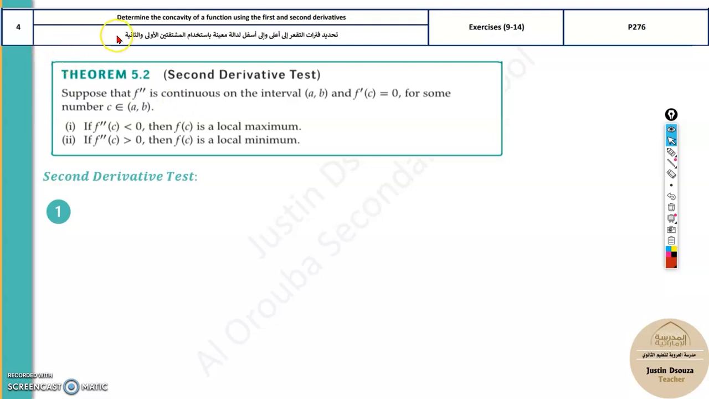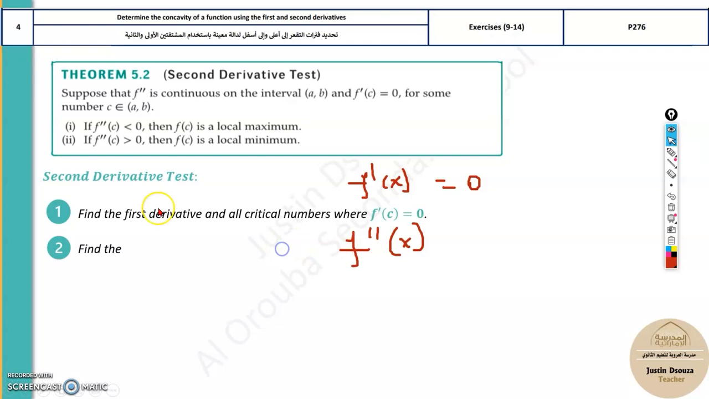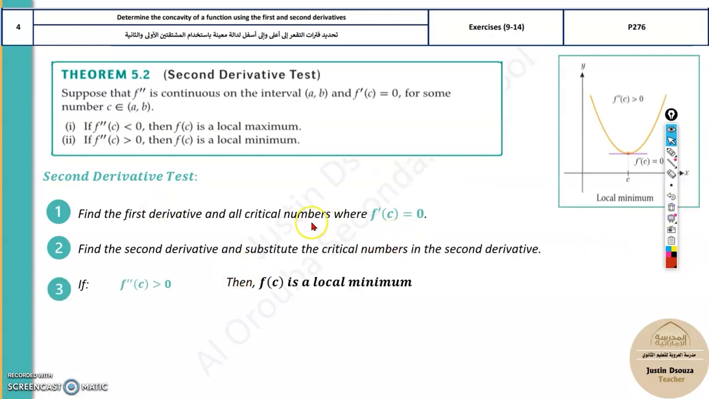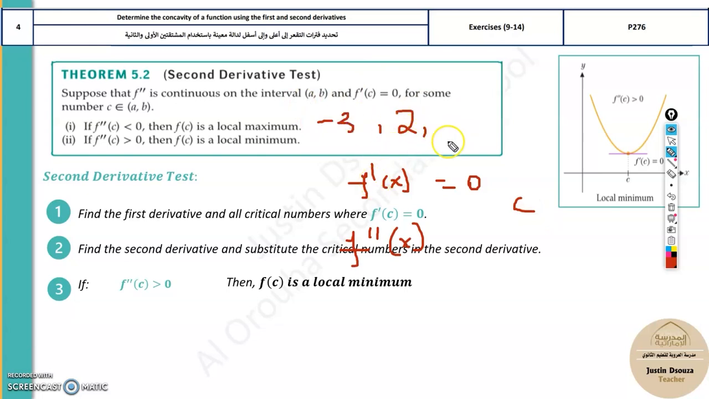Now, the fourth topic, you have to use the second derivative test. What is the second derivative test? Imagine you have a function. Derive it once and you will get the first derivative. Then equate that to 0 and you will get the critical numbers. If you derive this derived function again, it is the second derivative. Now the second derivative test says you need to derive the function, equate to 0 and find the critical numbers. Say you got minus 3 and 2. Okay, two critical numbers. Then what you need to do is substitute these critical numbers instead of x in the second derivative.